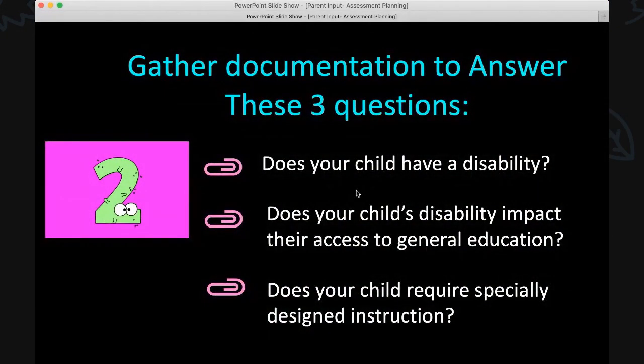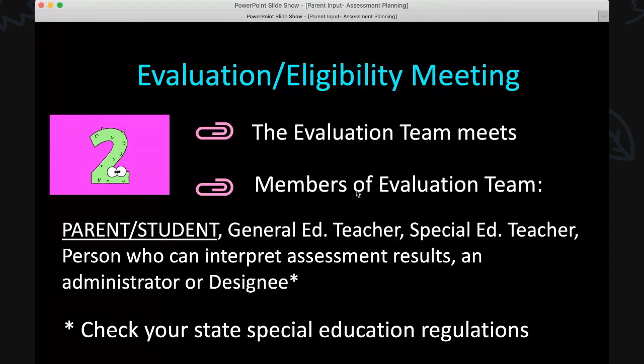So let's go back over here. Those are the actions you can take. And at that evaluation and eligibility meeting, it happens to pretty much have the same members of an IEP team. So it's probably no coincidence there. But remember, the parent, you, and your child, if they want, are members of the evaluation team, as is the general ed teacher, a special education teacher, someone who can interpret assessment results, and an administrator or their designee.